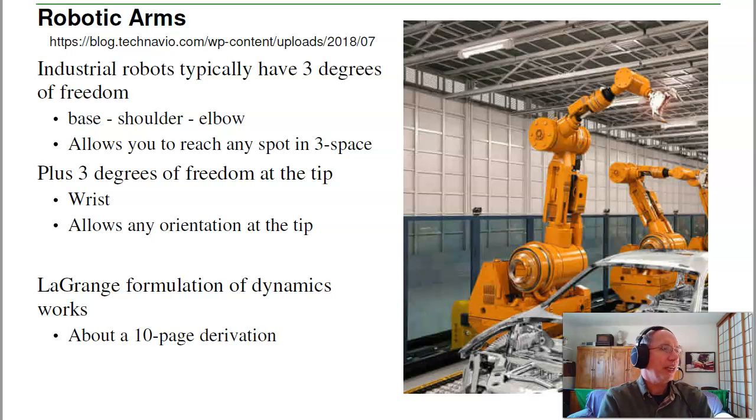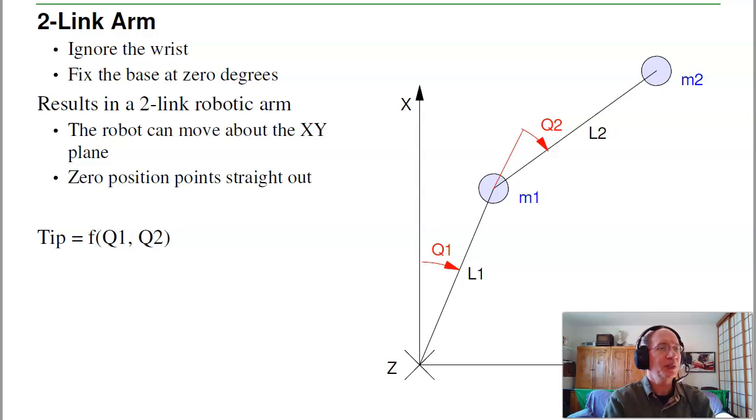Now, a 3 degree of freedom robot, or even a 6 degree of freedom robot, has dynamics that work out to about a 6-page derivation. So we're not going to do that. Instead, what we're going to look at is a 2 degree freedom robot. Think of it as if I take the robot, turn the base towards whatever it is I want to pick up, and lock the base. I now have 2 degrees of freedom, the shoulder and the elbow, to reach out to the part.